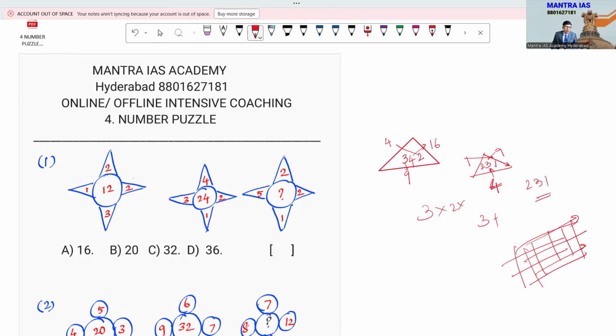So in the first question, the 12 is here. We have 1, 2, 2 and 3. So if I add all these, what happens? 1 plus 2 plus 2 plus 3 is 8, but not 12. So addition is not possible, it's not the right way. So the logic is not adding the numbers. Now try multiplication also: 1 into 2 into 2 into 3. How much is it? 2, 4, 3 is 12.